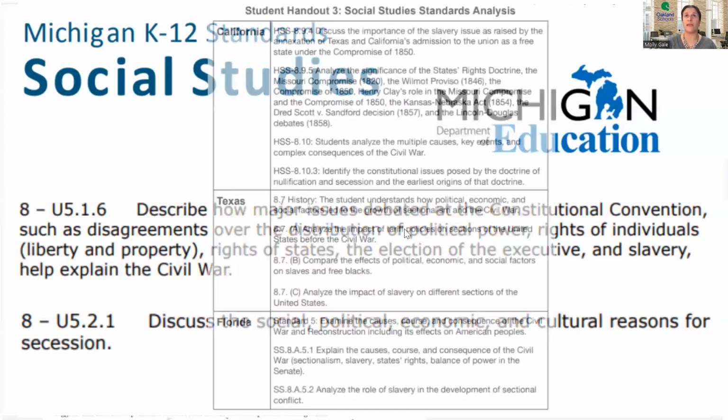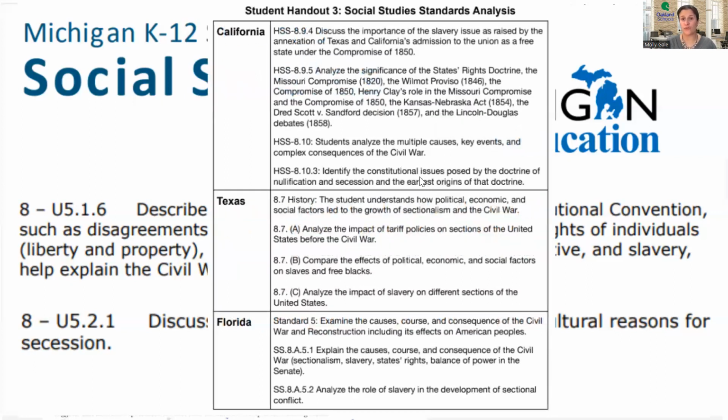Then students take a look at standards from 3 other states. And again, they look at how those states are addressing teaching Southern secession. What are some differences? What are some similarities?